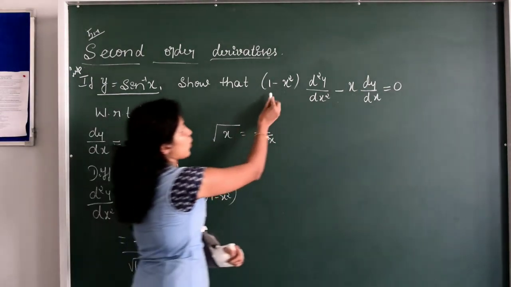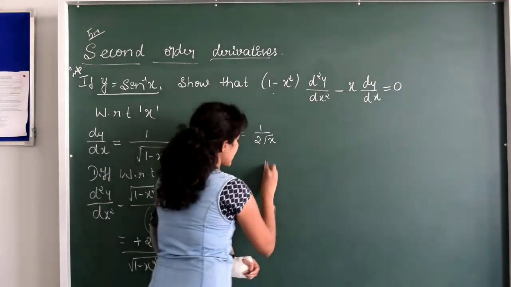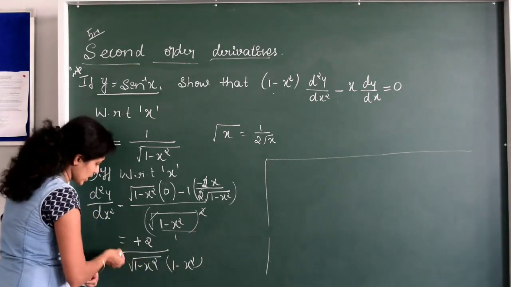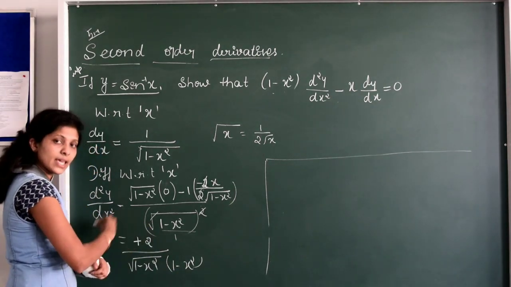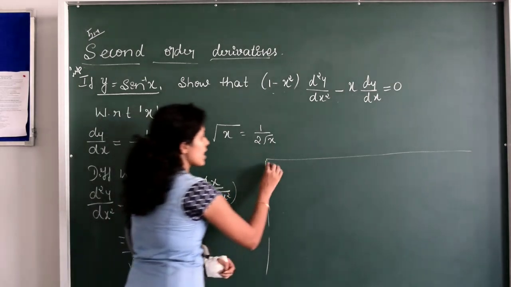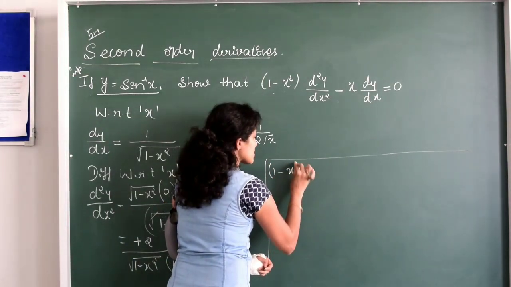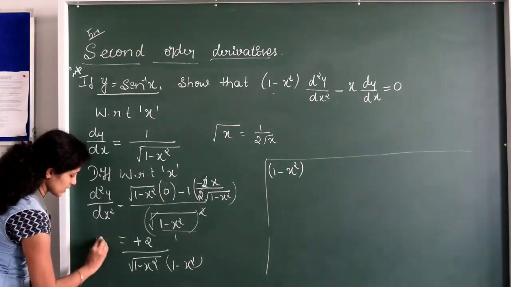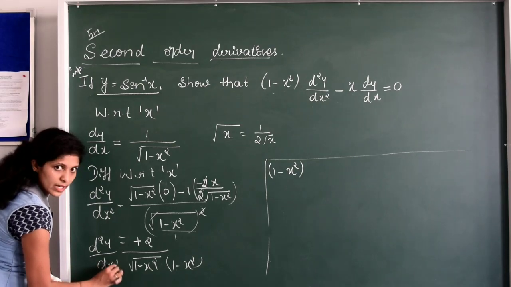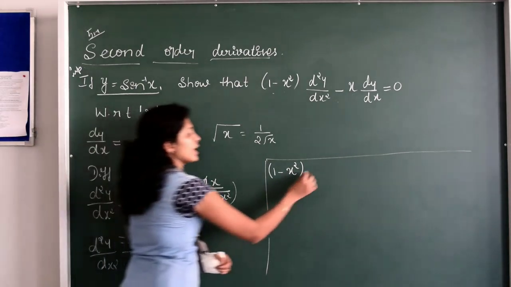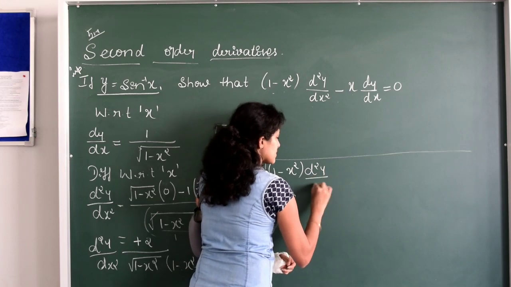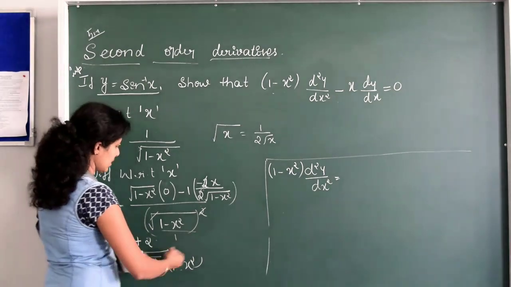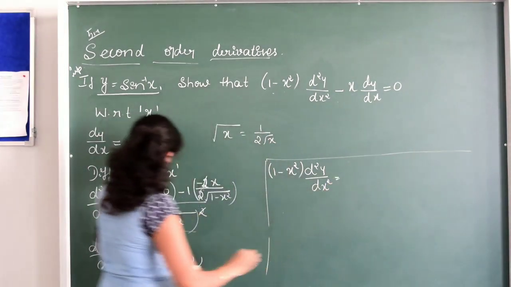What do you have to do? 1 minus x square into d square y by dx square, right? So d square y by dx square should be multiplied with this 1 minus x square. So we will take this one here. We will multiply both sides by 1 minus x square. So if I multiply, this is now 1 minus x square, right? We are multiplying by 1 minus x square into d square y by dx square is equal. What is remaining here? 1 minus x square will get cancelled. Remaining is 2. Sorry, it is not 2, right?